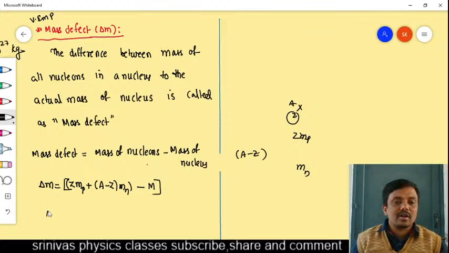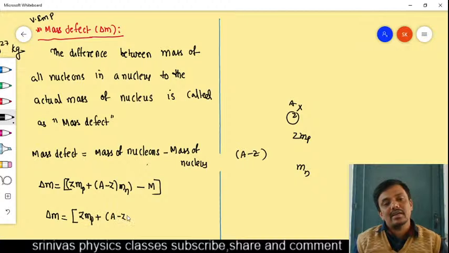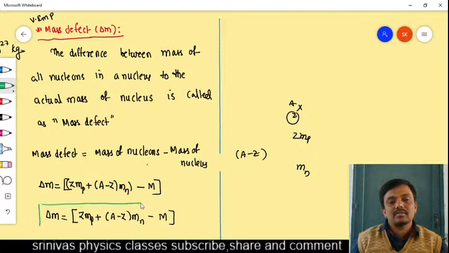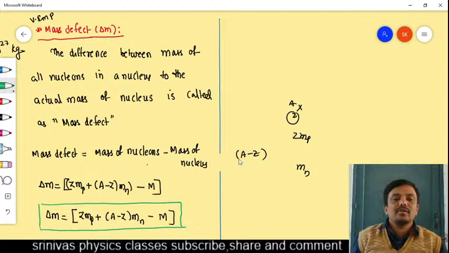The mass defect formula is delta m equals Z mp plus (A minus Z) mn minus capital M. This is the formula, right? Have you got what this is? In this, mass of nucleons is there and mass of nucleus is also there, right? Now let us see.